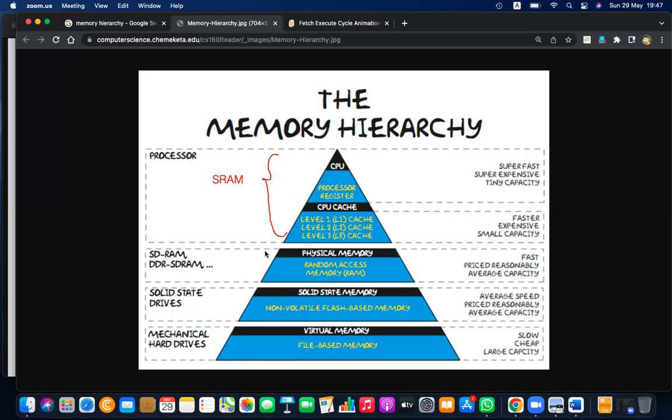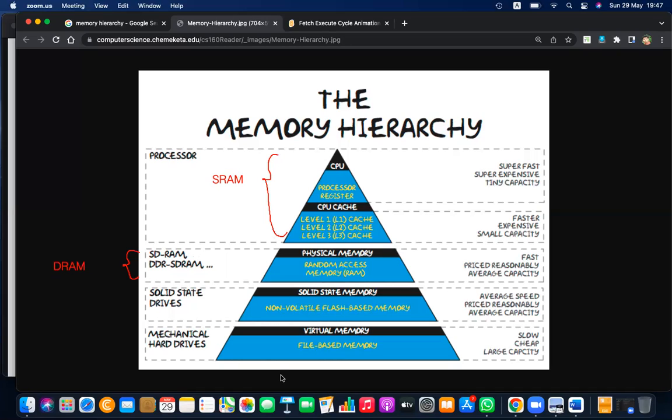And here you have the physical memory, that is DRAM. SDRAM and DDR SDRAM, both of these we call DRAM, dynamic random access memory. In addition to the pyramid which is given here, you can write this down. This part is called SRAM, static random access memory, and this part is called dynamic random access memory.